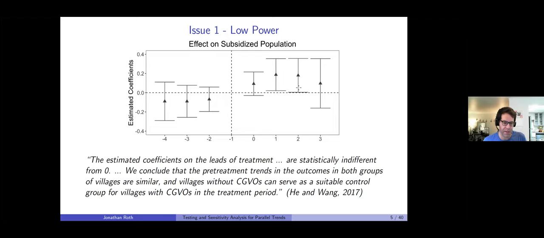Let me just first introduce some notation. We're going to have these three periods. We're going to have a group that receives treatment just before the last period, which we'll denote by D equals one. We're going to have a control population denoted by D equals zero that never gets the treatment.